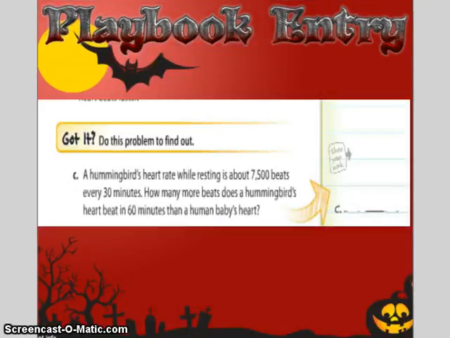So here we have the question that represents solving comparison problems involving rates. Go ahead and read over it, and then I would like you to try out working it out. If you have any questions, raise your hand or refer back to the notes that you just read.